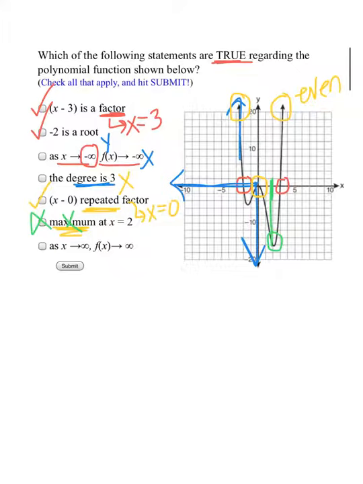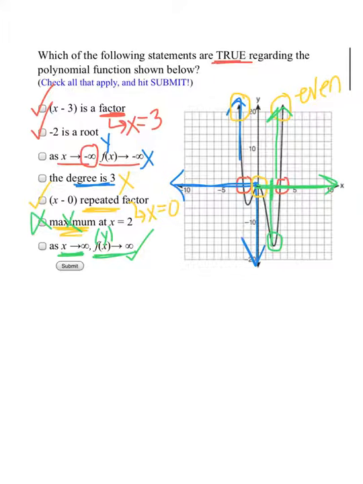And then finally, we've got more of this funky notation. This is saying that as x goes to infinity, or as x gets really big, f of x, which we know is y, also gets big. And if we look on the right side of this graph, it's true that the function itself is increasing. So that would be a true statement. So we had that the first and second, fifth, and seventh things that were listed here were true about this polynomial based on the graph.